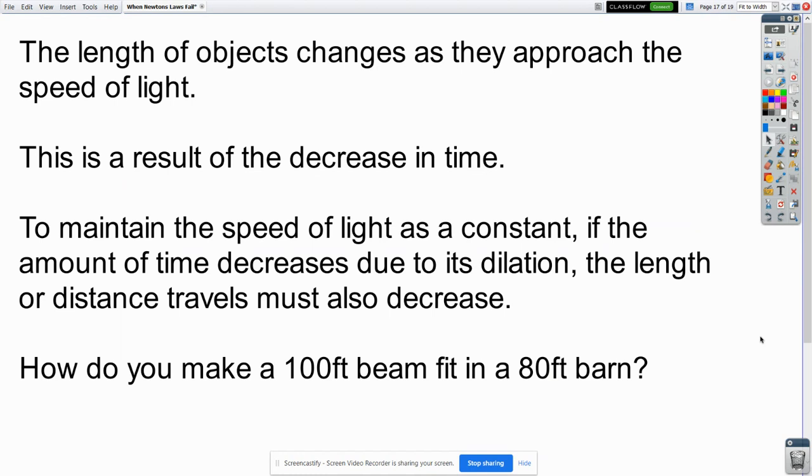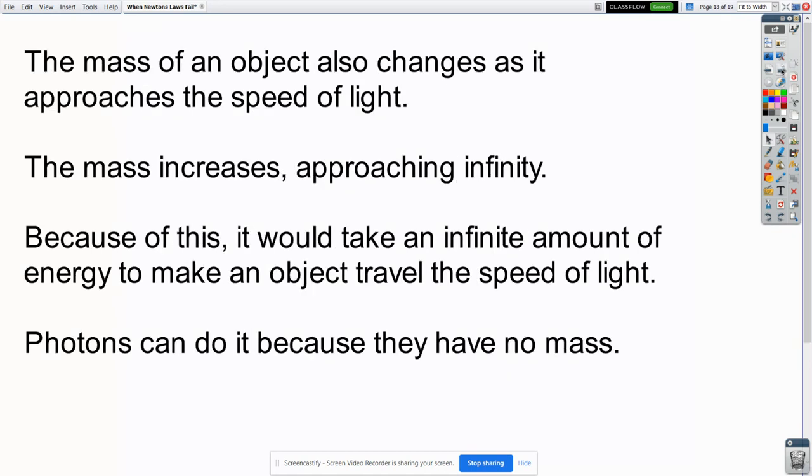Again, that dilation of time that happens as the object approaches the speed of light causes a dilation in length in order to keep the speed of light a constant. So you can put a 100-foot beam in an 80-foot barn by speeding it up and making it approach the speed of light. Again, this happens to all objects on Earth. Time dilates for us when we're traveling in an airplane. Length dilates for us when we are traveling in an airplane going 500 miles an hour. It's just that the dilation is so small we don't notice it.